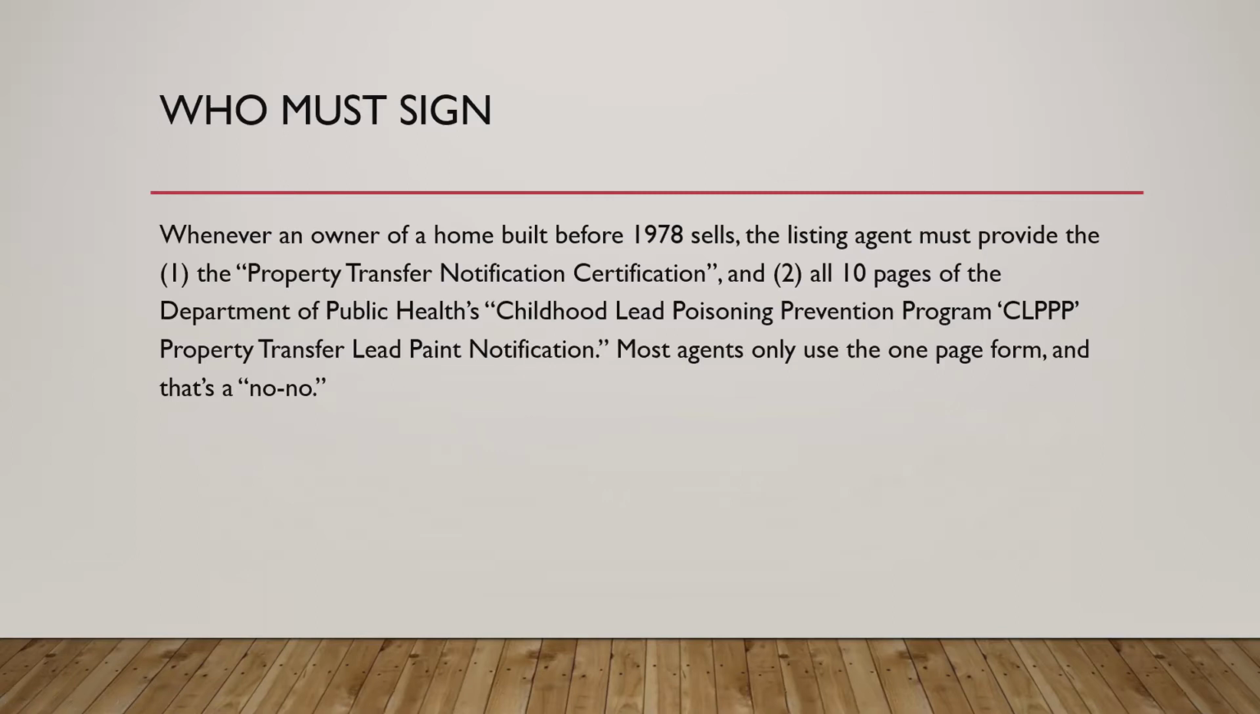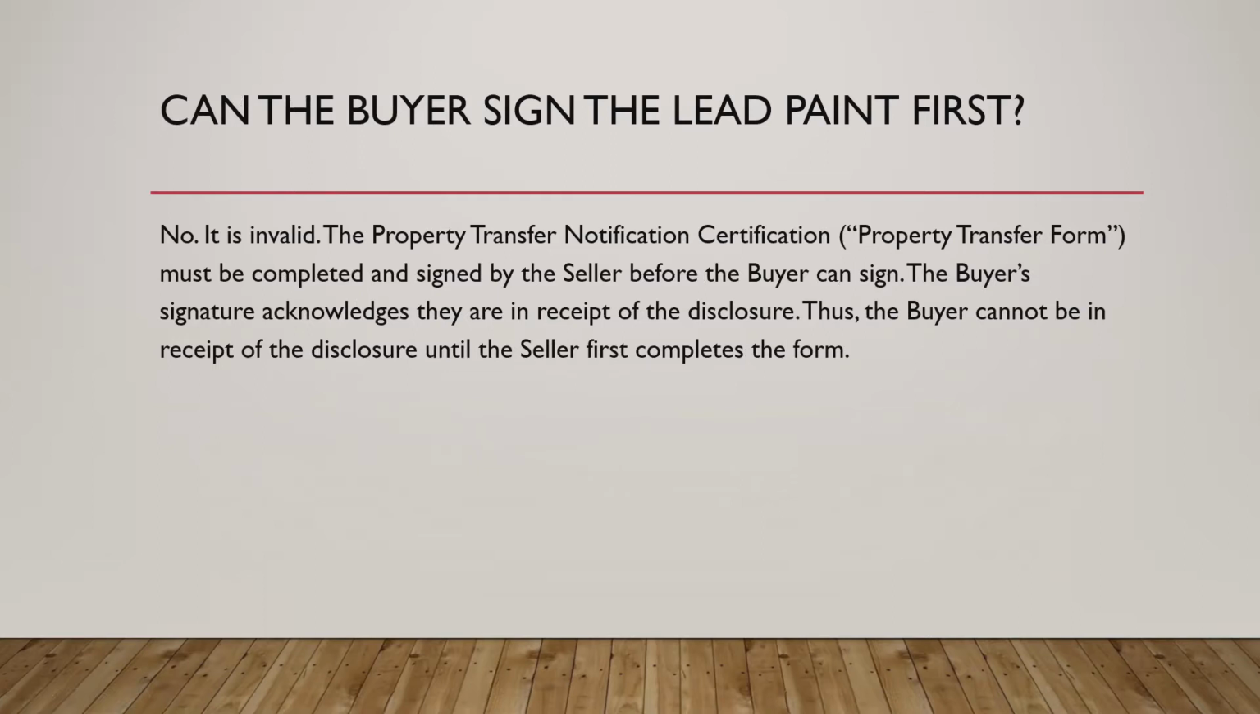By the way, most of what we're covering today is for a purchase or sale of real estate. The law also applies to rentals, and for rentals, there is a specific version of the property transfer notification certification and the Childhood Lead Poisoning Prevention Program form. So whether it is a rental or a purchase, if a home is built before 1978, the form must be signed by all parties. Can the buyer sign a lead paint form first? No, it is invalid. The property transfer notification certification must be completed and signed by the seller before the buyer can sign it.